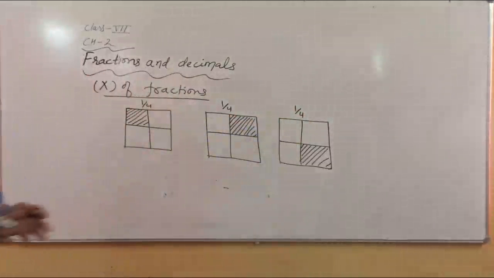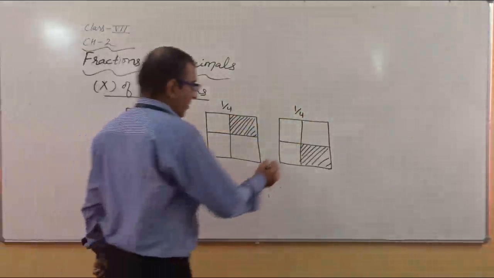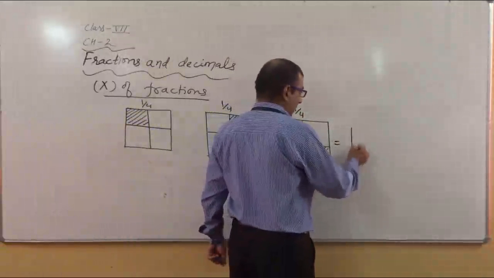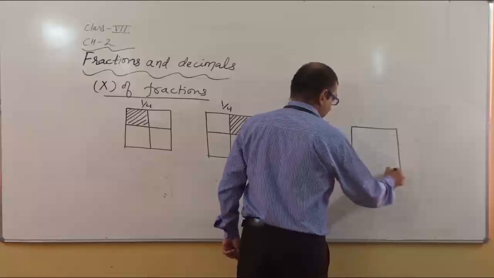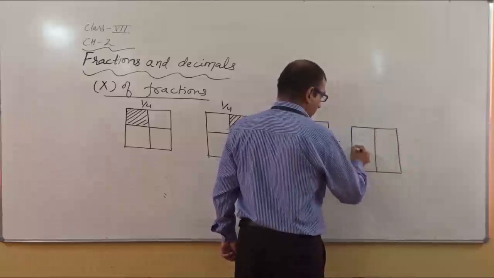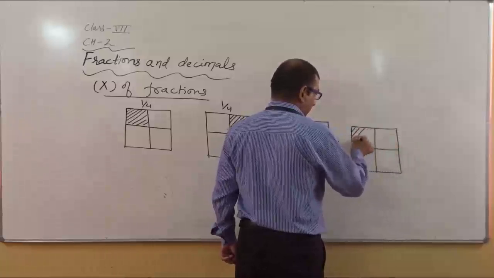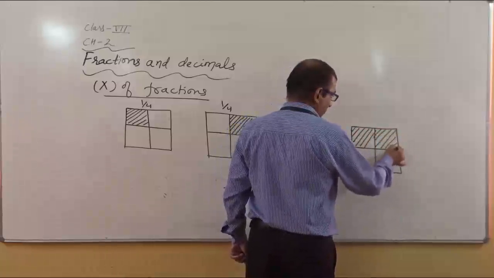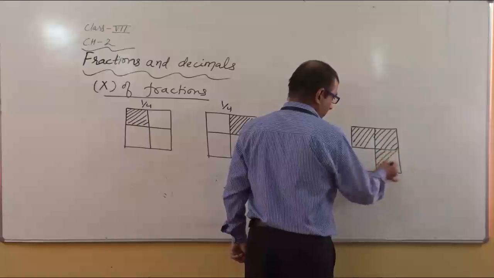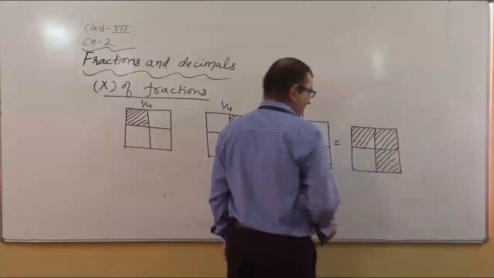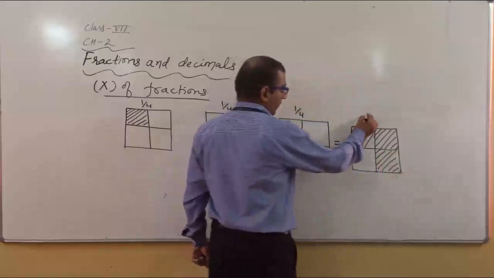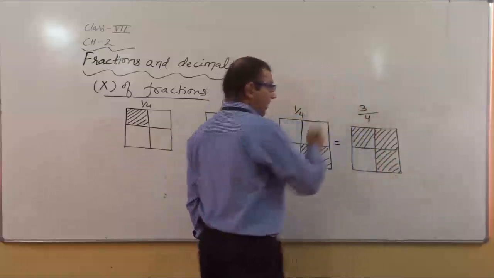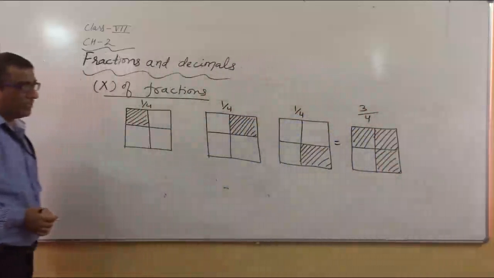If we combine these squares together, what will come? Definitely when we combine, it looks like this. This portion is shaded, this portion is also shaded, and this portion is also shaded. So we can say out of 4, 3 parts are shaded. That's why it is 3 upon 4.